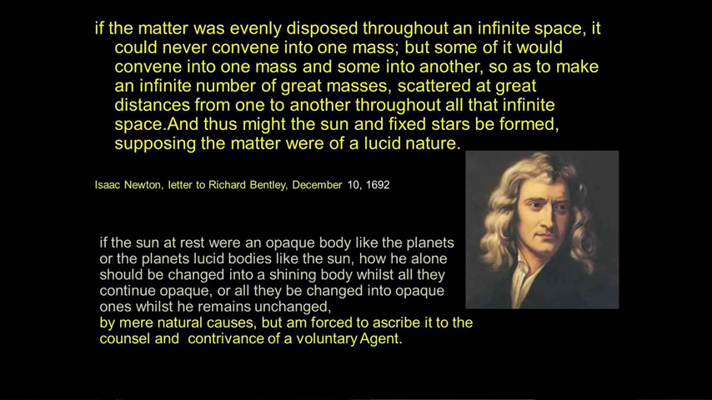So this is what worried him. He said, if the sun at rest were an opaque body like the planets, or the planets lucid bodies like the sun, how he alone should be changed, how he could go from one into a shining body whilst all they continue opaque, or they all be changed to opaque ones while others remain unchanged. In other words, by mere natural causes. So he could not understand why his notion of gravitational stability caused planets to form and stars to form, given they were so different.